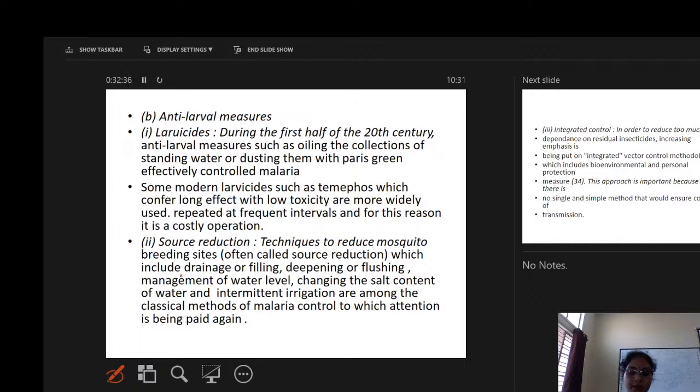Okay. Previously, we used to use oil, to cut off the oxygen supply for the larvae inside. But now it's not being used. Paris green was used before, but again, that also is not cost effective, so not being used nowadays. So now modern larvicides like Temephos, which confer long effect with low toxicity, are more widely used.